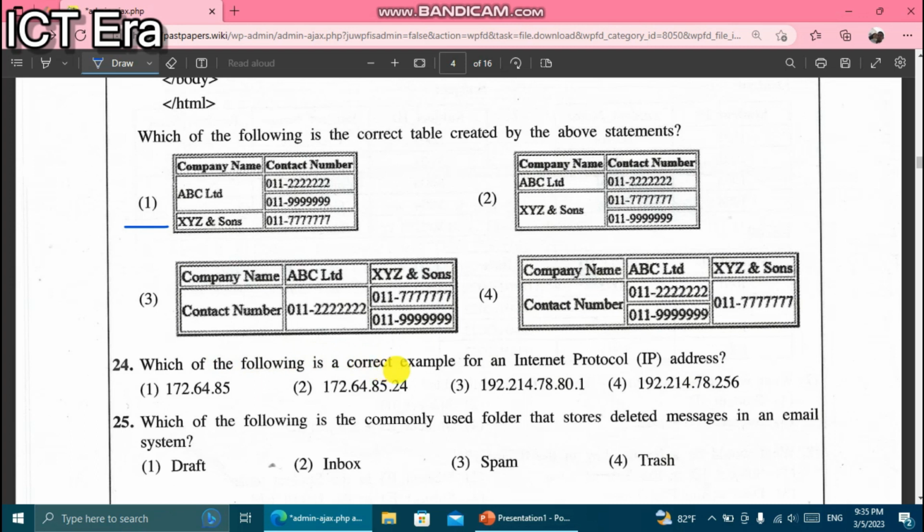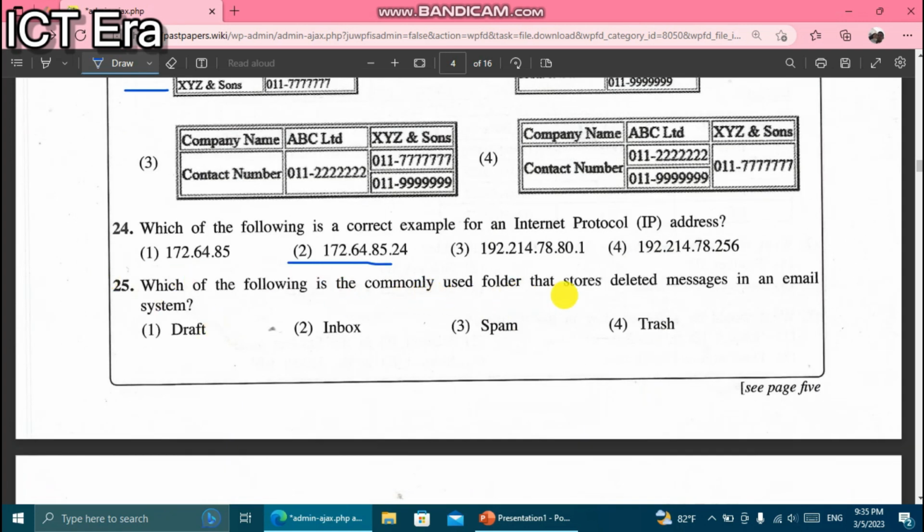24th question, which of the following is a correct example for an IP address? So an IP address should contain four sections. So second one is the answer. This one cannot be taken because it has only 3 sections. This one has 6 sections, and this one has 4 sections, but you can observe that 256, a 3-digit number above the limit, is located in here.